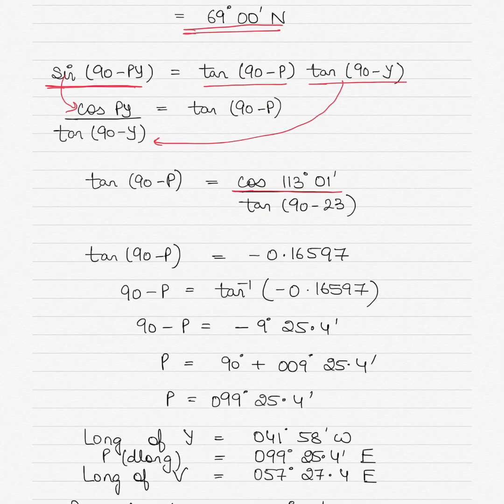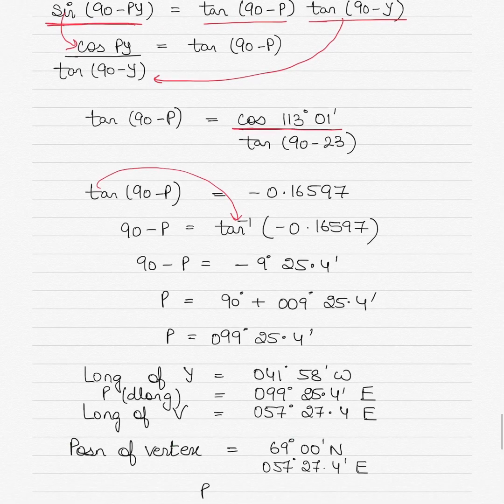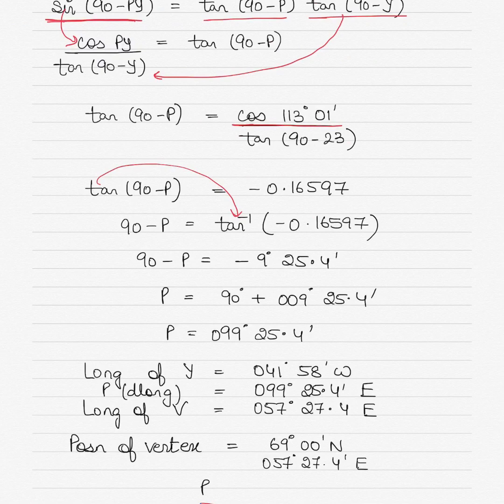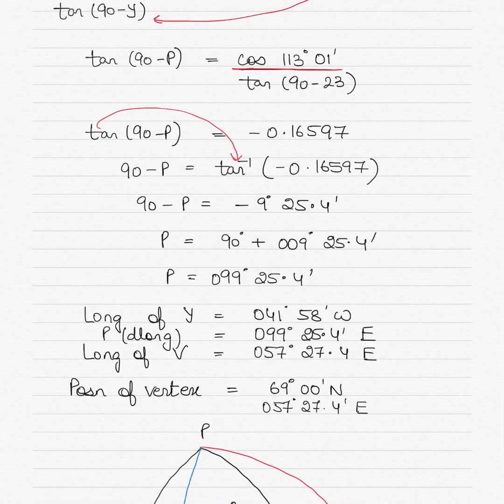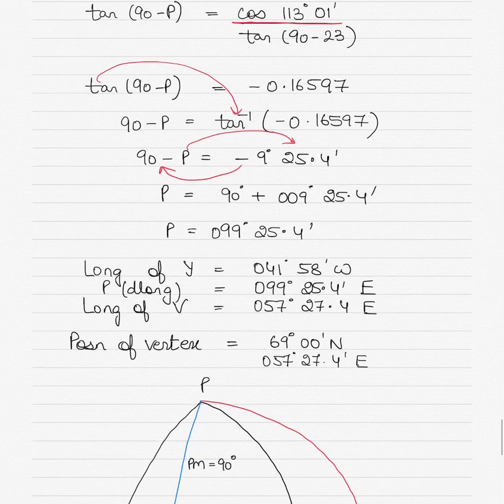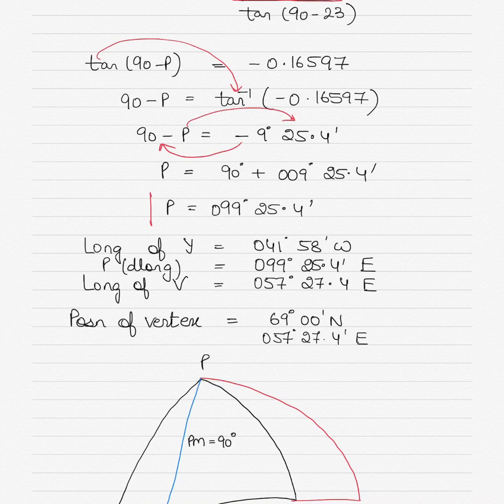Put in the values, you get tan of 90 minus P equals negative 0.16597. Take tan to the other side, it becomes tan inverse. You get 90 minus P equals minus 9 degrees 25.4 minutes. Retain the negative sign, and then taking P to the other side makes it positive, and taking this here makes it positive. So P becomes equal to 90 degrees plus 9 degrees 25.4 minutes, where P is equal to 99 degrees 25.4 minutes.